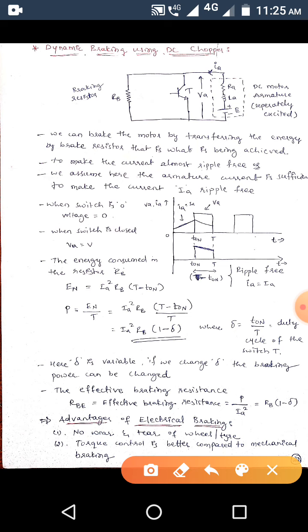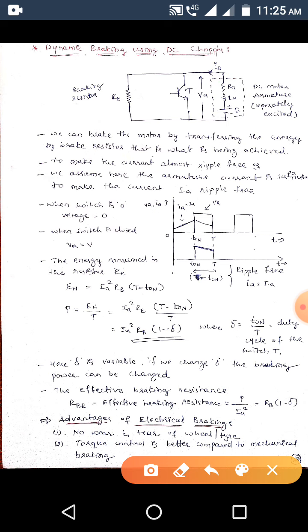and dynamic braking is nothing but a reverse current. Reverse current is flowing in the circuit here, so Ia is going away from the armature winding. Across the armature we have Va. We need to find the armature voltage.